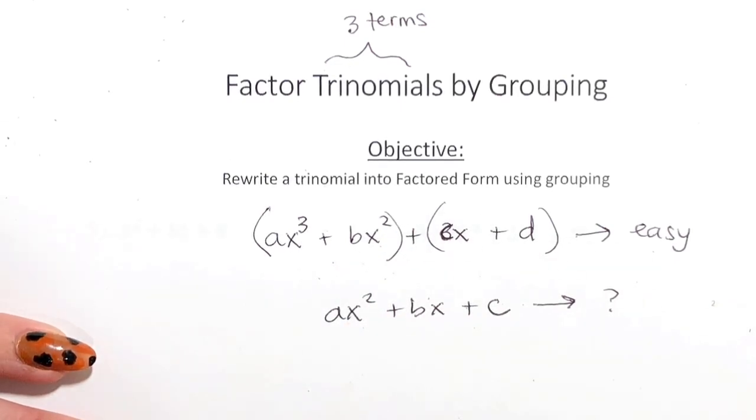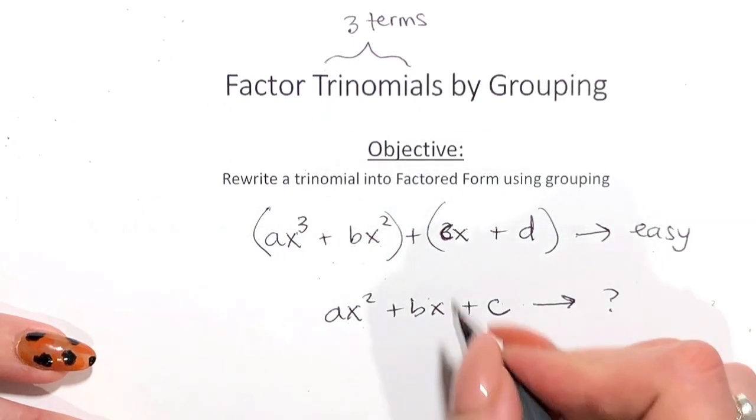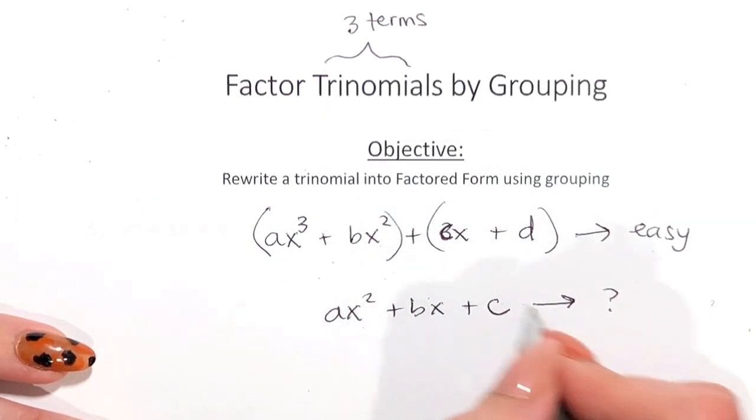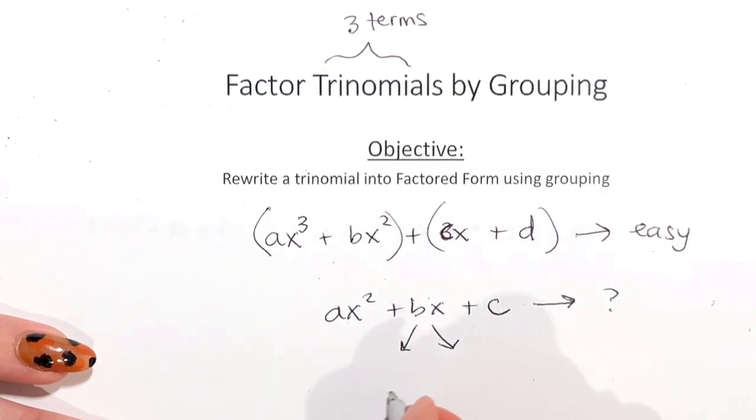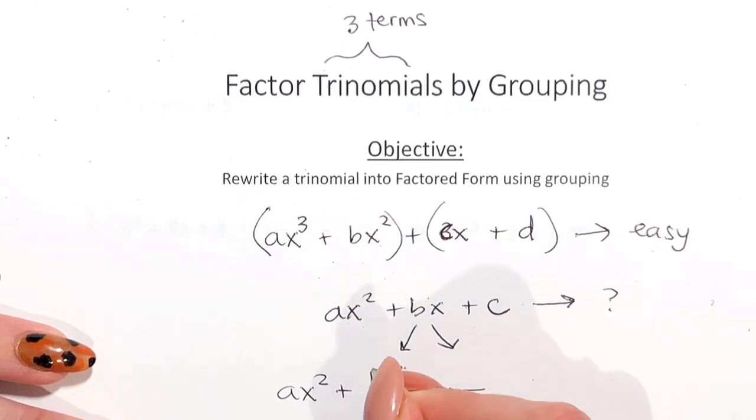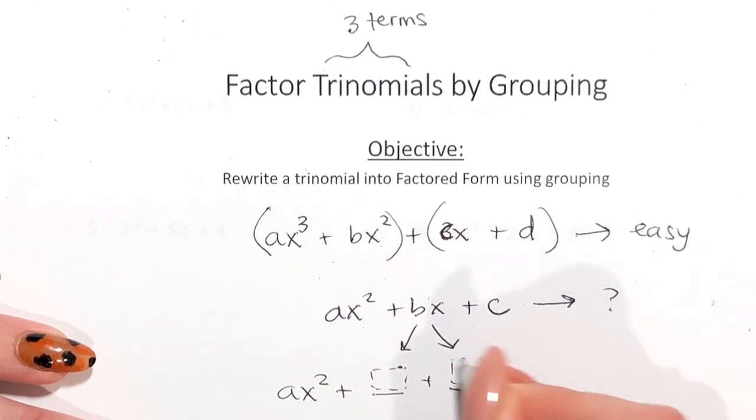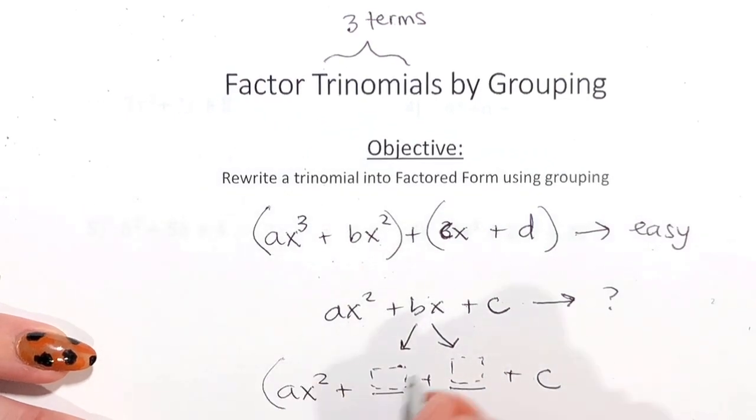So instead of trying to figure out what to do with 3 terms, we go ahead and make 4 terms. To get 4 terms from 3, we're going to take this middle term, bx, and split it into 2 new pieces, so that I have my ax squared plus some new thing here plus some new thing here plus c. That way I have my 2 groups of 2. So the trick is figuring out what pieces we should put in those 2 placeholders.